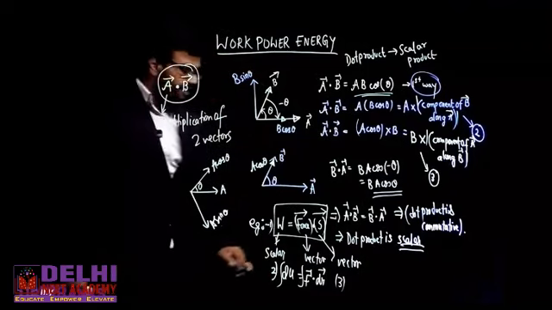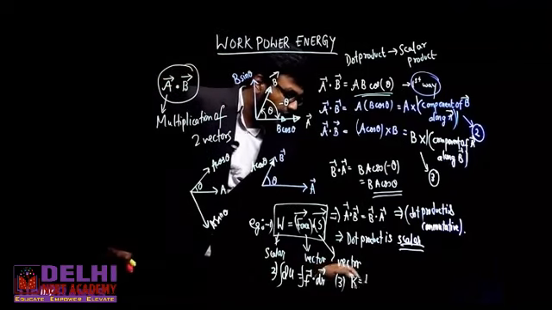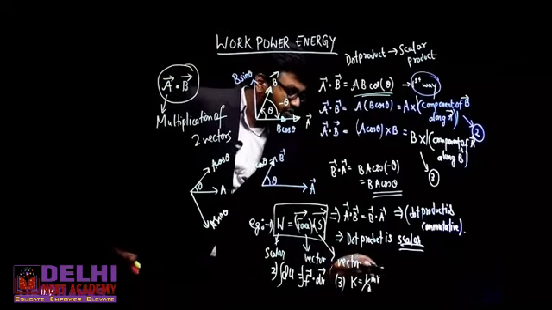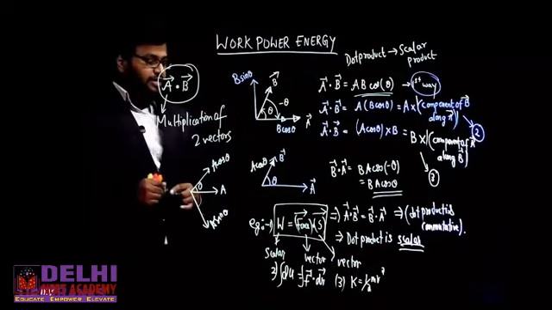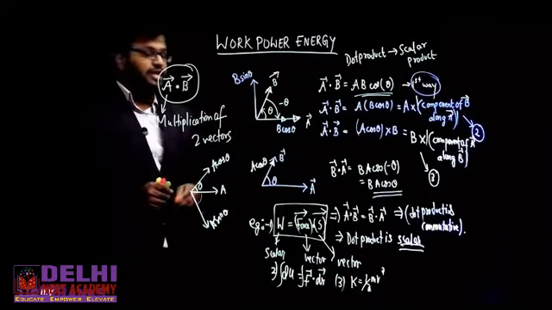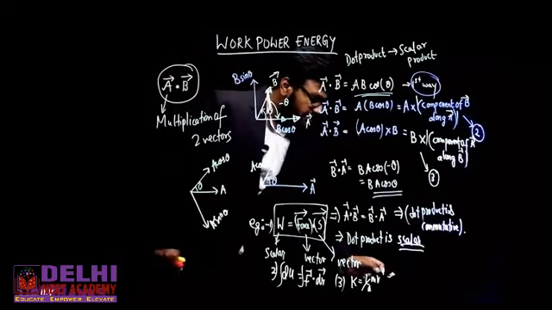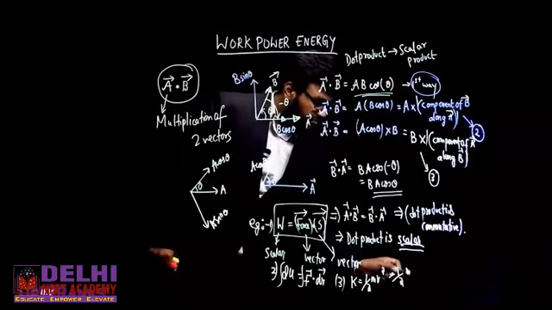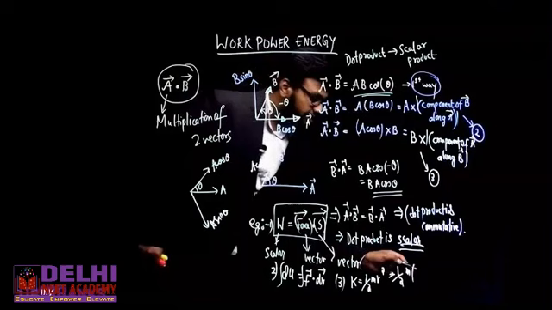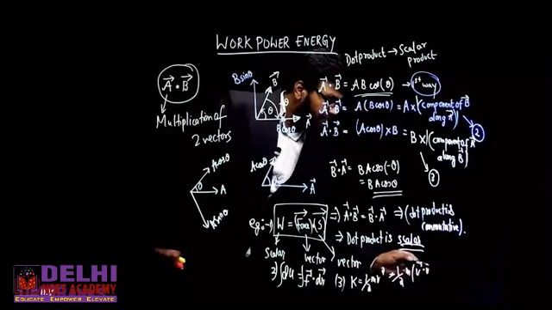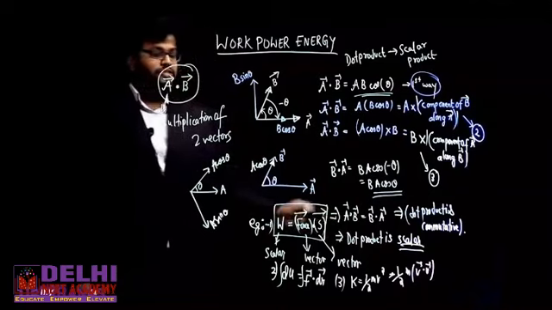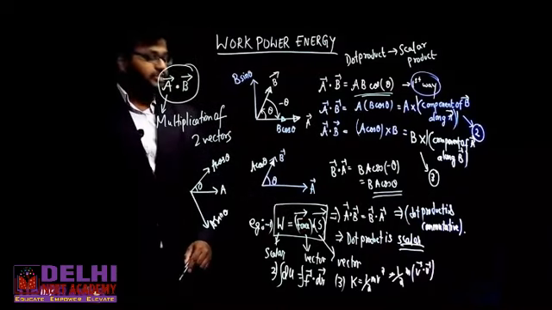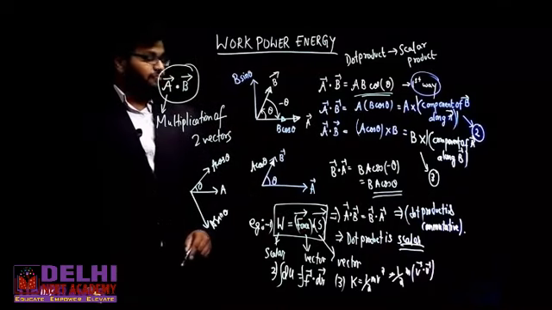Now kinetic energy. We know kinetic energy is half into m into v square. But we know that velocity is a vector and kinetic energy is a scalar. Energy, work done, potential energy, all are scalars. Therefore, this v square is actually written as v dot v. The result of v dot v is a scalar, mass is a scalar and half is a scalar, so the final answer will also be a scalar.